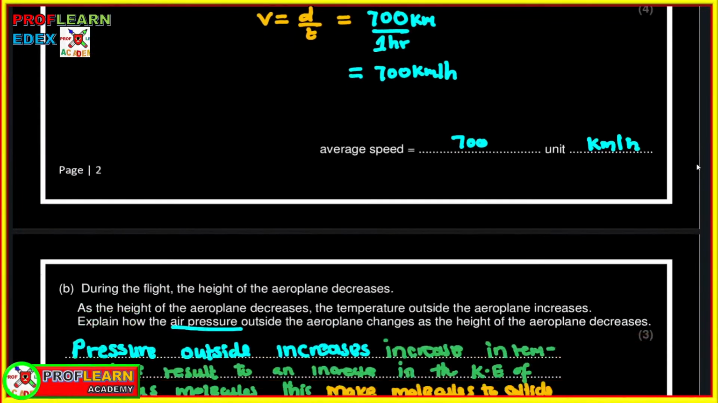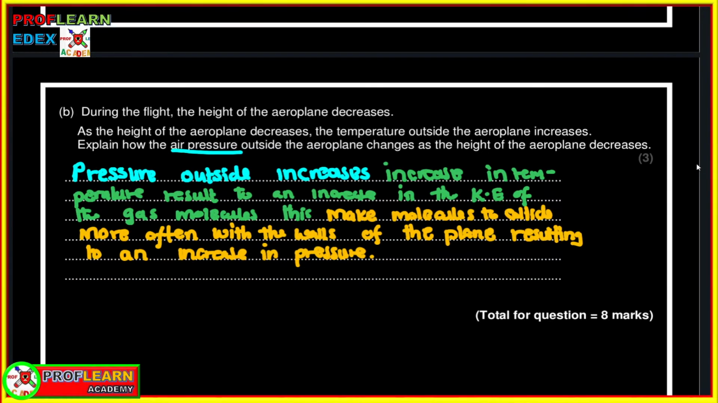All right. During the flight, the height of the airplane decreases as the height of the plane increases, and the temperature outside the airplane increases. Explain how air pressure outside the plane increases. Remember, when temperature increases, this increases the kinetic energy of the molecules, making them vibrate faster, and this makes them collide with the outer surface of the plane with more force, or quite often. The molecules will collide with the walls of the plane more often, and this results in a larger force, which results in an increase in pressure.